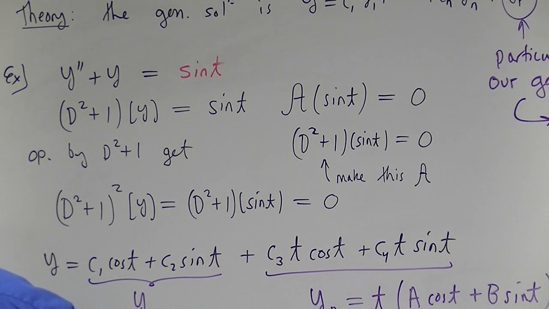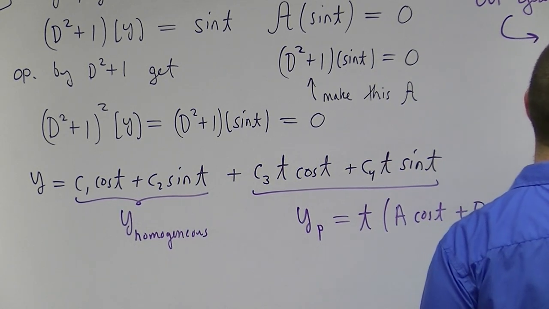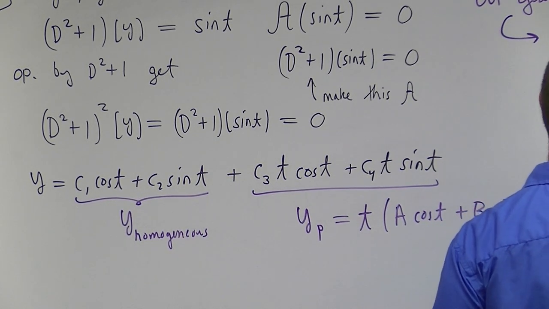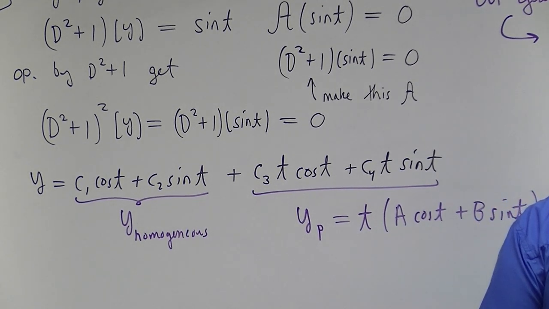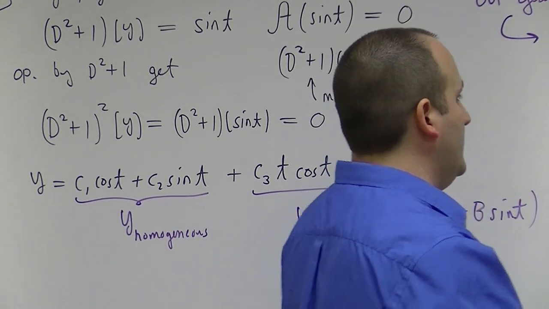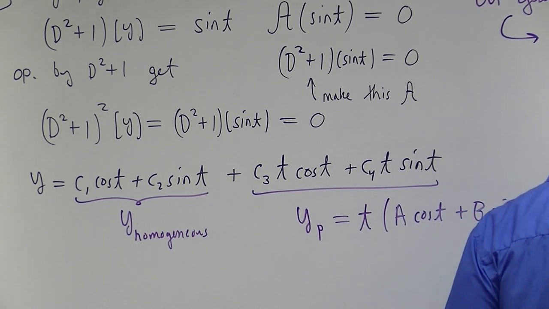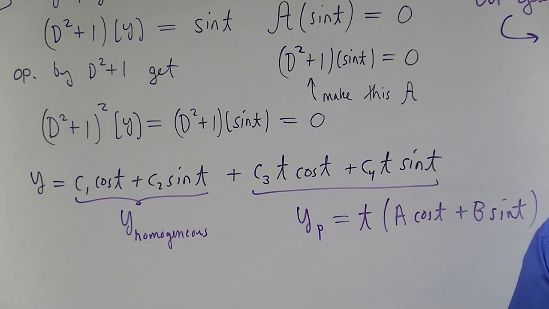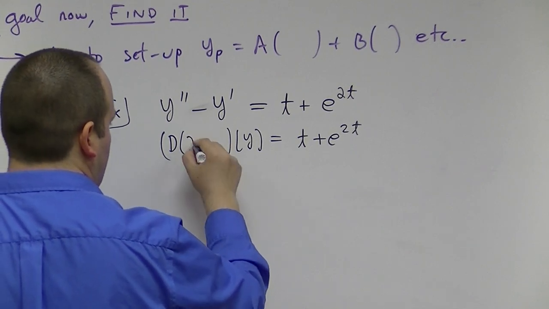So, let's look at another one. The method of annihilators says, here's another one: y double prime minus y prime equals t plus e to the 2t. So here I have D squared minus D acting on y equals t plus e to the 2t. Let me just rewrite this. This is D times what? D minus 1, right?